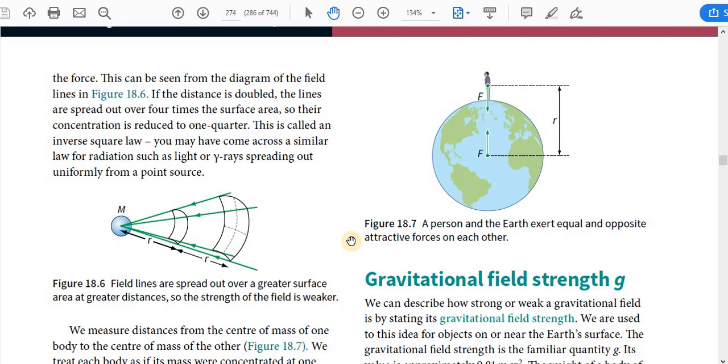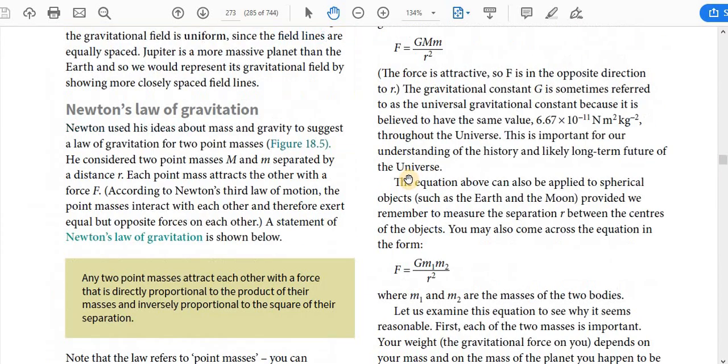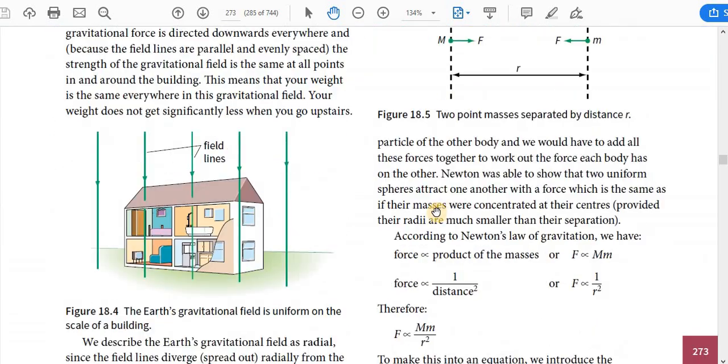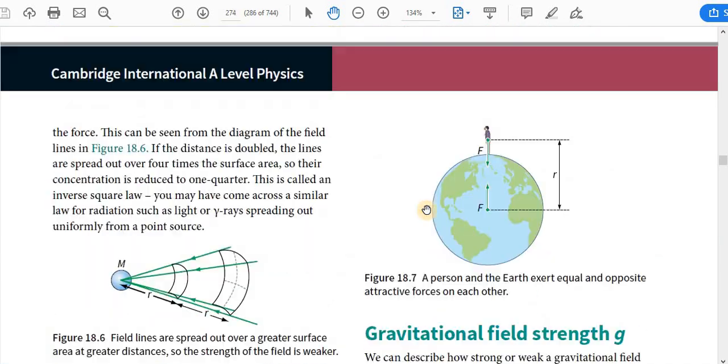Okay, so you can see what happens now. This is what I explained previously. The further and further you go from the surface of a massive body like the Earth, the greater and greater will be the distance between the adjacent field lines. And you can see that over here also.